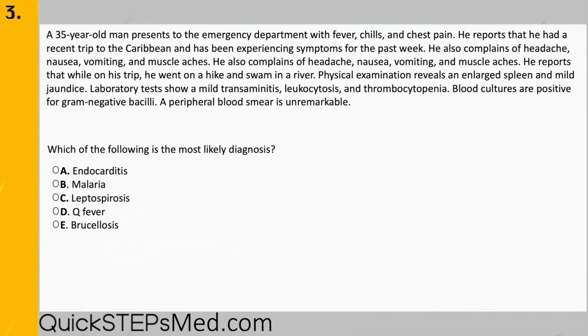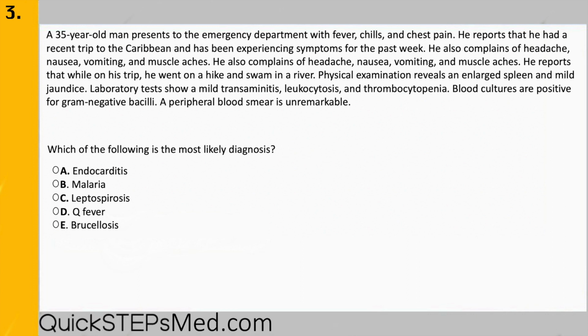So this patient's coming in from a laboratory perspective with elevated liver enzymes, high white blood cell count, low platelets, splenomegaly, and a little bit of jaundice, which kind of goes hand in hand with either some sort of lysis or liver damage, which we have been seeing a reflection of in terms of the transaminitis. And his symptoms are headache, nausea, vomiting, and muscle aches. And we know that his blood is positive for gram-negative bacillus. So is this consistent with endocarditis?